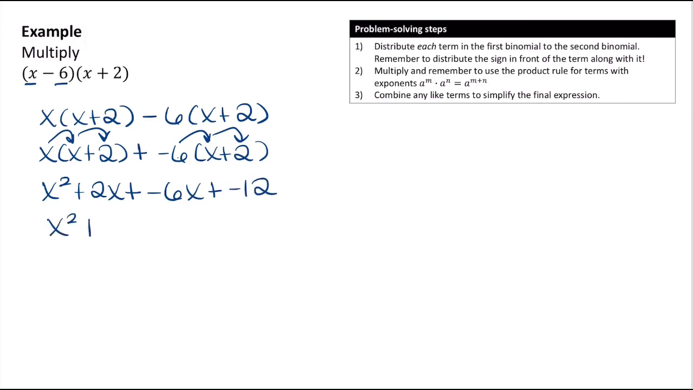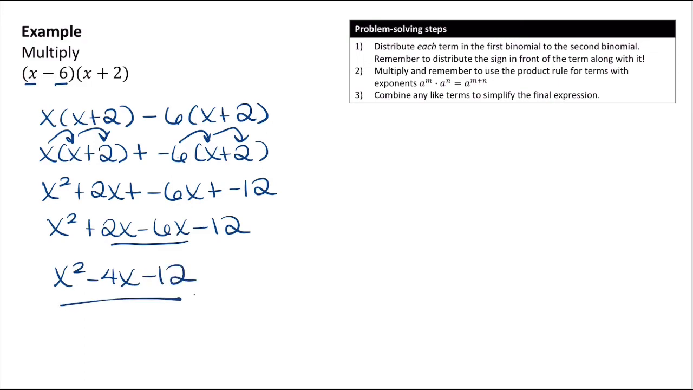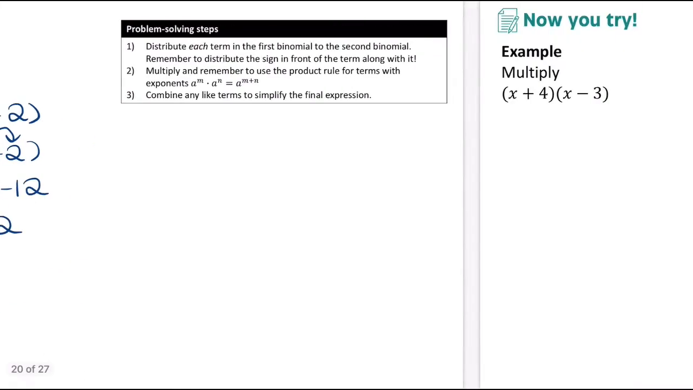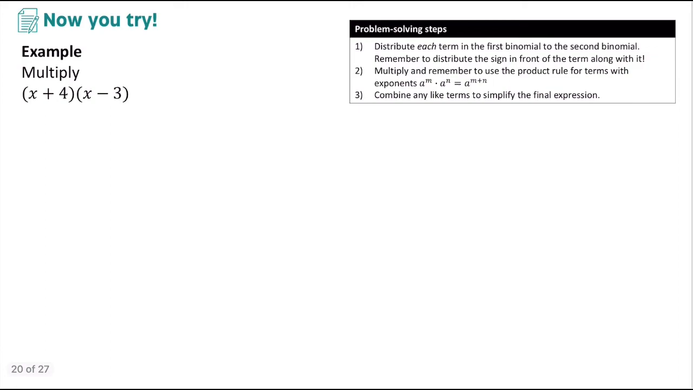So we have x squared plus 2x minus 6x minus 12. Now notice the two middle terms are like terms that we can go ahead and combine. So I'm going to get x squared, 2x minus 6x is minus 4x, and then minus 12. So that is our final answer. So now you can go ahead and pause the video and try doing this problem on your own.